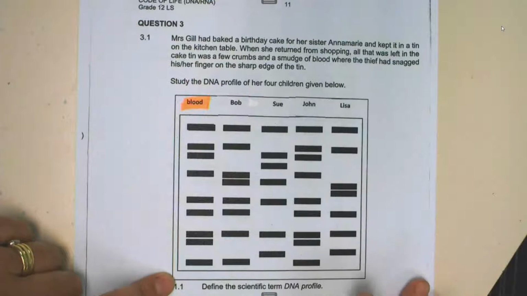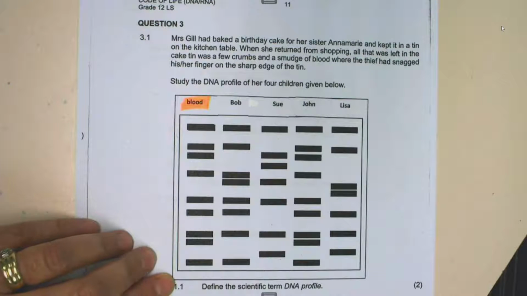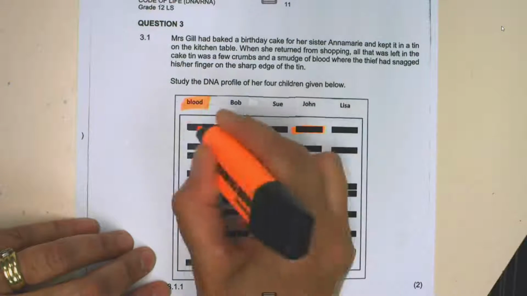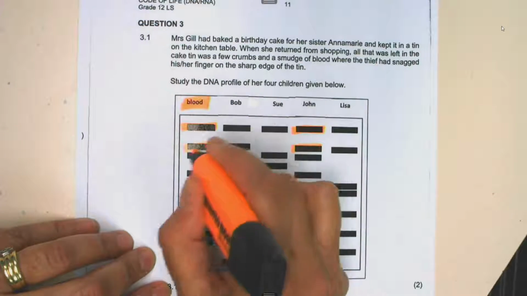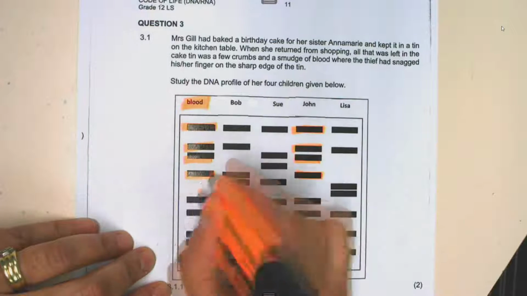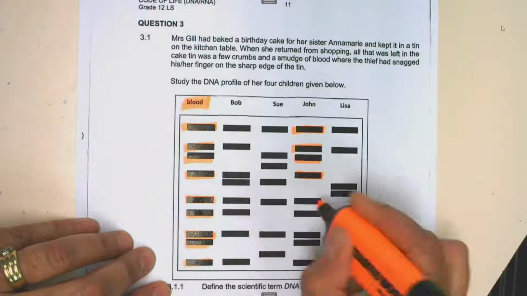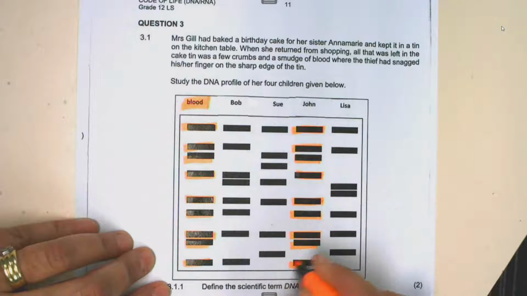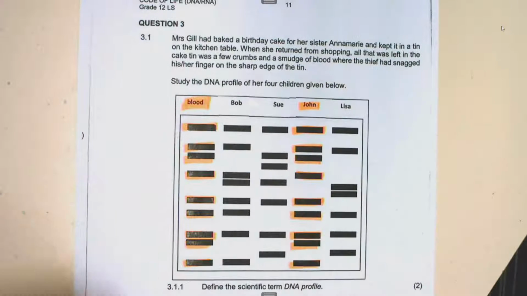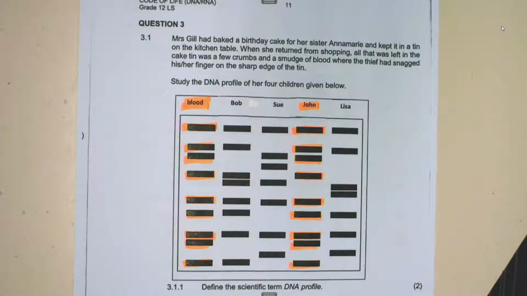And now we play the game that we did in the primary school again. We see which ones match. And I can see, when I look here, that we have a culprit. There is our blood sample, and there is the culprit. And the culprit, or the hungry child, seems to be John. We see that that is similar. So now we look at the questions. Let's have a look what they want to know.